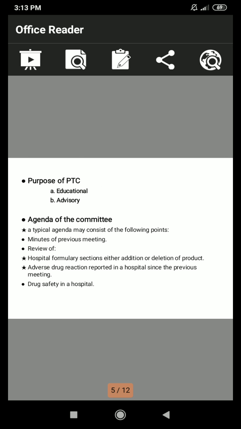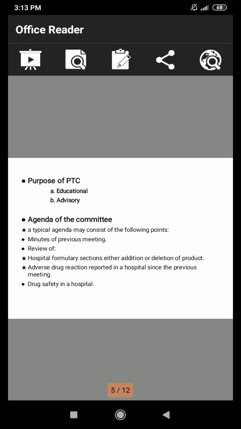Then purpose of the PTC. The Pharmacy and Therapeutic Committee works with two main objectives or purposes as below. First is educational and advisory. In educational, PTC recommends organizing programs, seminars or workshops to furnish the current developments on matters regarding drugs and safe use. In advisory, PTC emphasizes implementation of policies laid down for selection, evaluation and rational use of the drug in hospital.